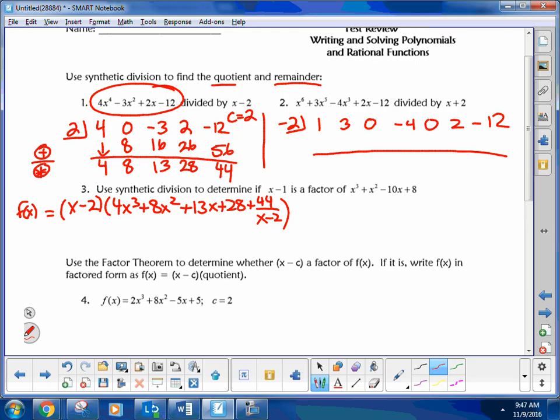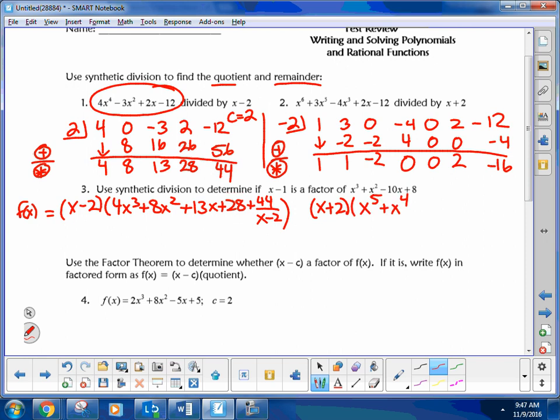So when we do this synthetic division and multiply rows: negative 2, 1, negative 2, negative 2, positive 4 is 0, negative 2 times 0 is 0, 0, 0, 2, and then negative 2 times 2 is negative 4, so we get negative 16 at the end. Once we get this solution, we'll write it down. Same thing. This is really x plus 2, and this is going to be x to the 5th plus x to the 4th minus 2x cubed.